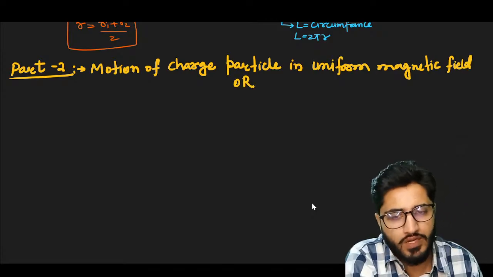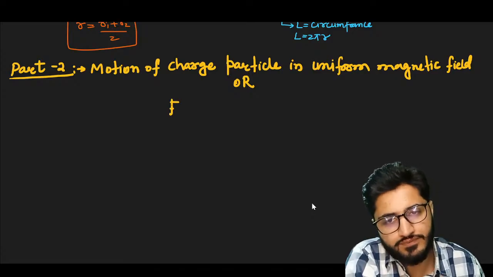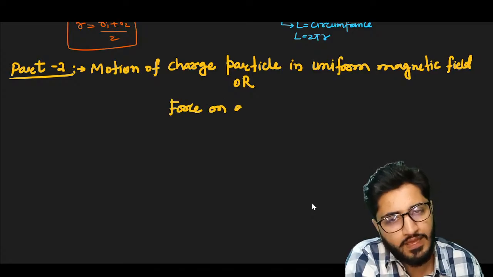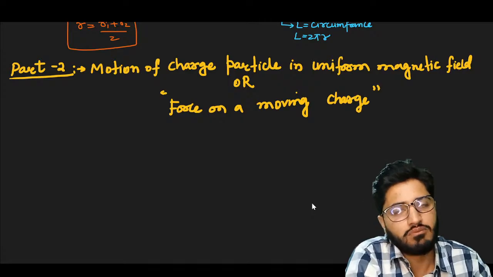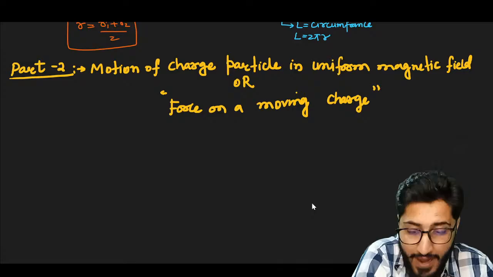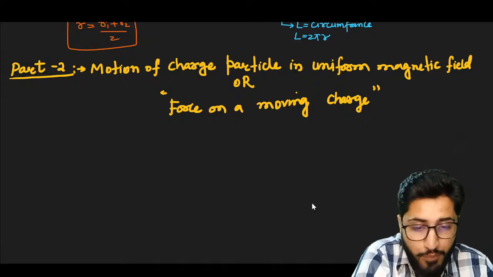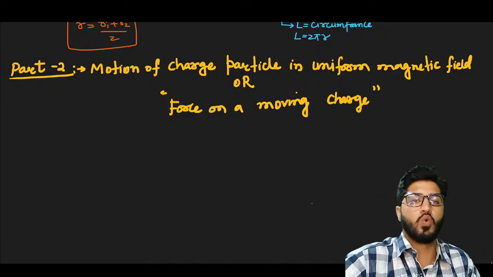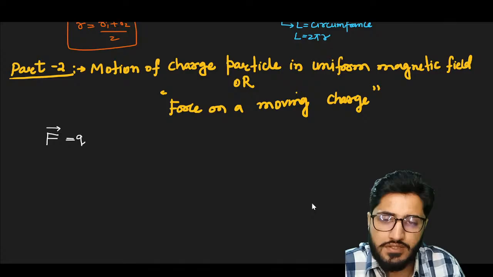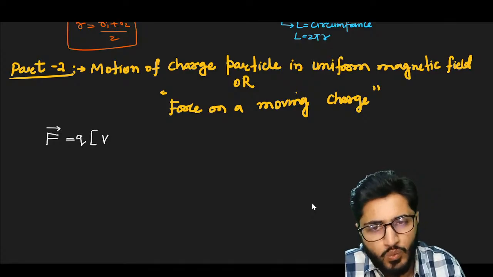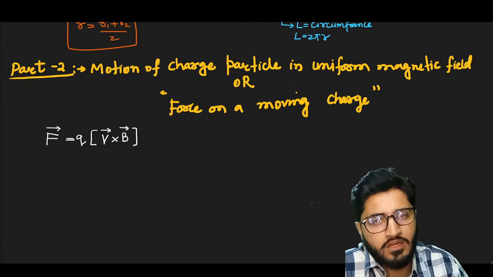or you can also write that is force on a moving charge. Topic name is force on a moving charge, or you can just write it as motion of charged particle in uniform magnetic field. A good topic, an important one. And if you want to write the equation for it, it is very famous that force is equal to charge, then V cross B. This is my equation.